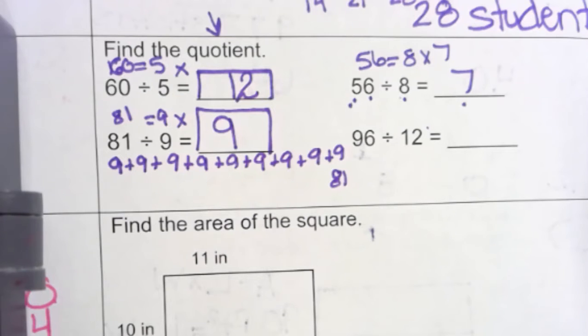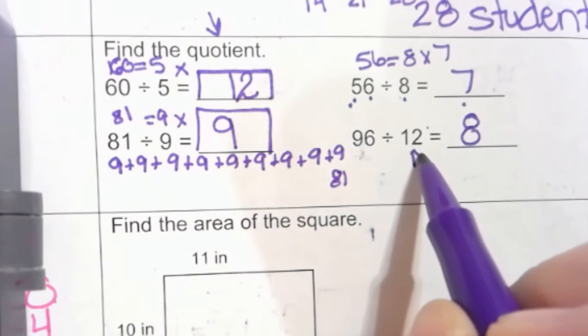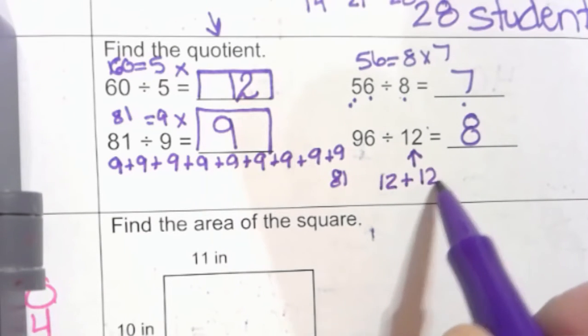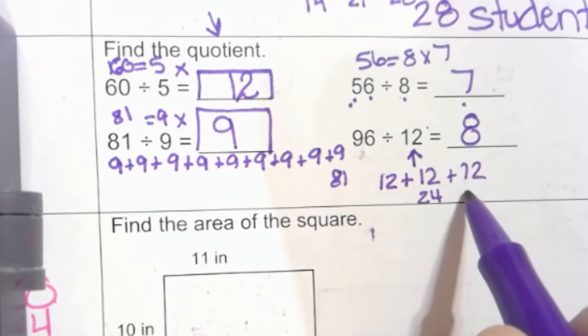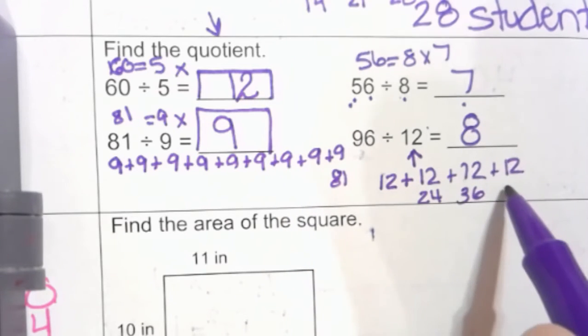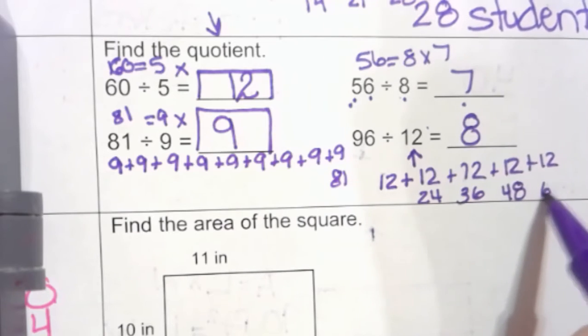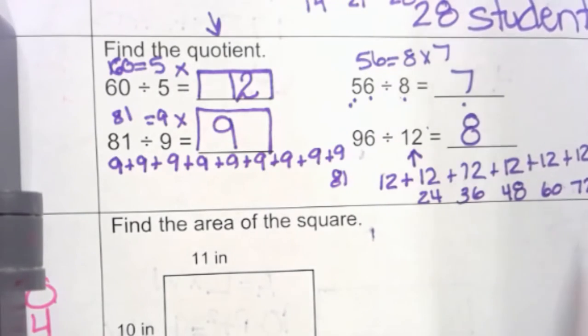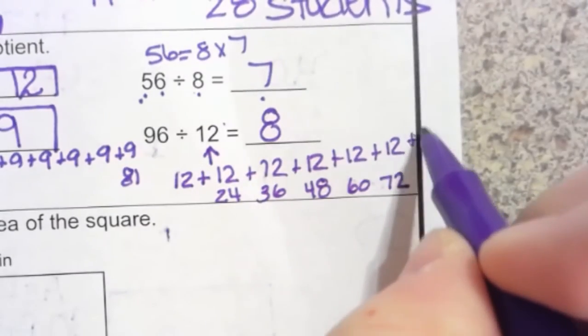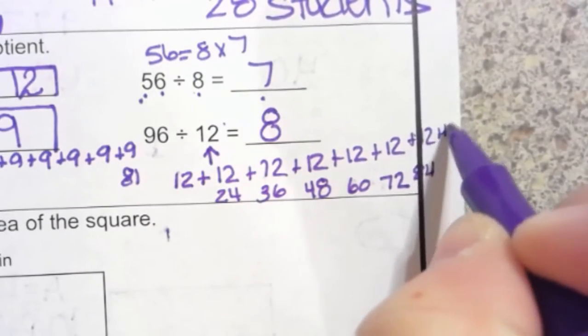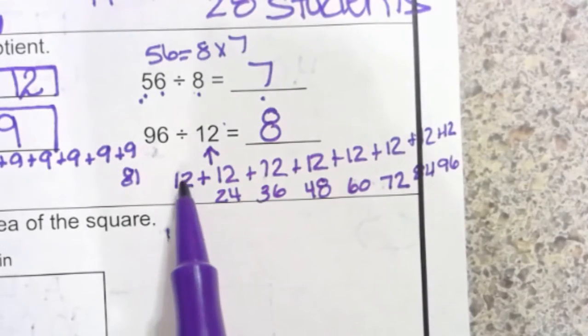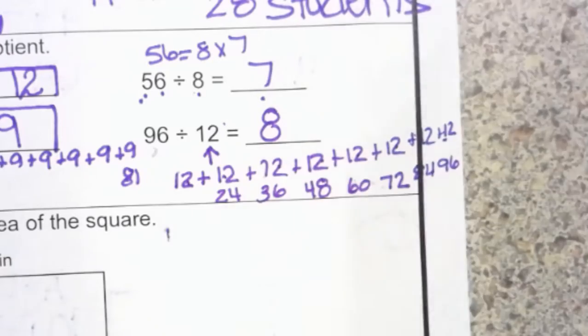Okay. 96 divided by 12. So we're going to say, what times 12 is 96? 8. So 96 divided by 12 is 8. Again, if you're having trouble, we could have added up the number 12. 12 plus 12 is 24, plus 12 is 36, plus 12 is 48, plus 12 is 60, plus 12 is 72. I'm going to run out of room over here. Plus 12 is 84, and plus 12 is 96. How many 12s did it take? 1, 2, 3, 4, 5, 6, 7, 8.